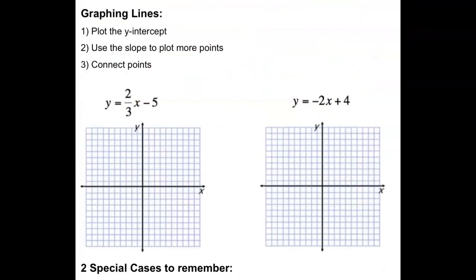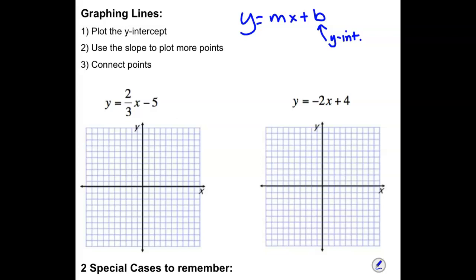All right, so if we are going to graph lines, our first step is to plot the y-intercept. That's the point where we hit the y-axis. And in our y equals mx plus b format, this is our y-intercept. We're going to use the slope to plot some extra points, and then we'll connect those.